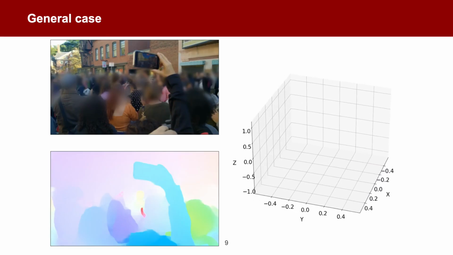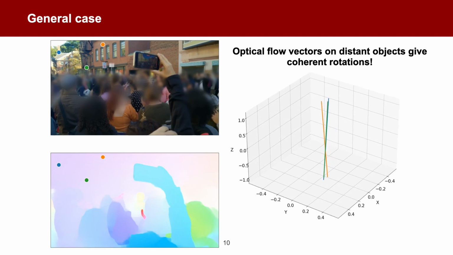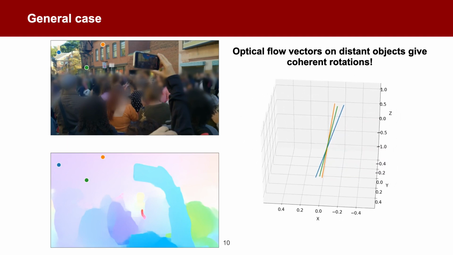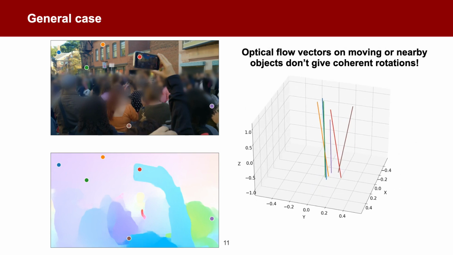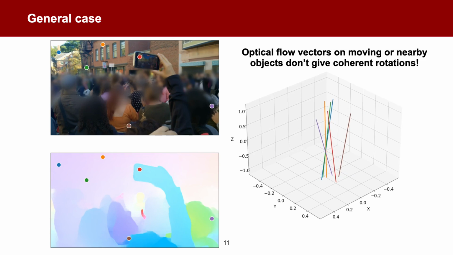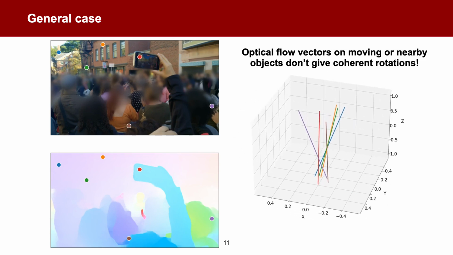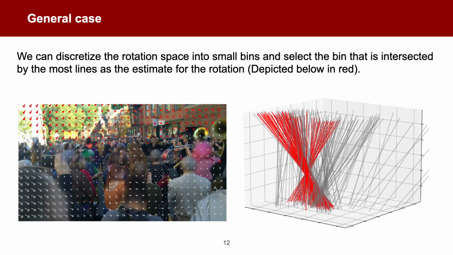Let's now consider a real-world flow. If we sample flow vectors that are on static faraway objects, then their manifolds of compatible rotations come close to intersecting in a single rotation. On the other hand, the manifold of rotations generated by the flow vectors that are either on close by objects or moving objects do not give coherent rotation estimates. Therefore, by adopting a voting scheme on the rotation space, we can robustly estimate the camera rotation.